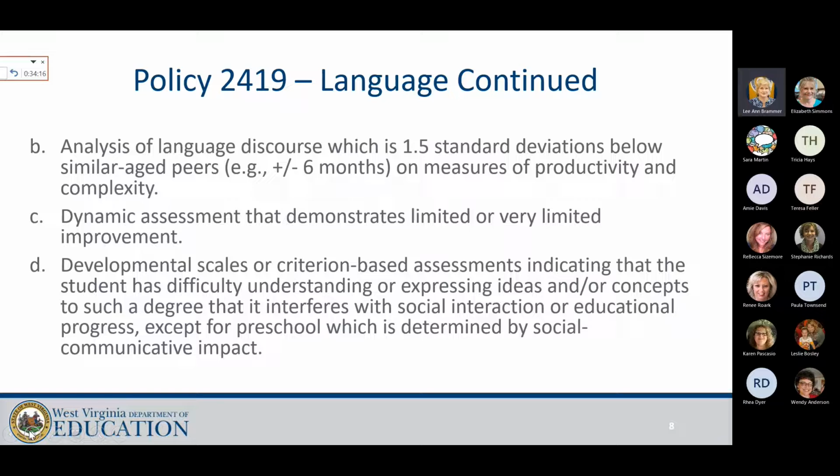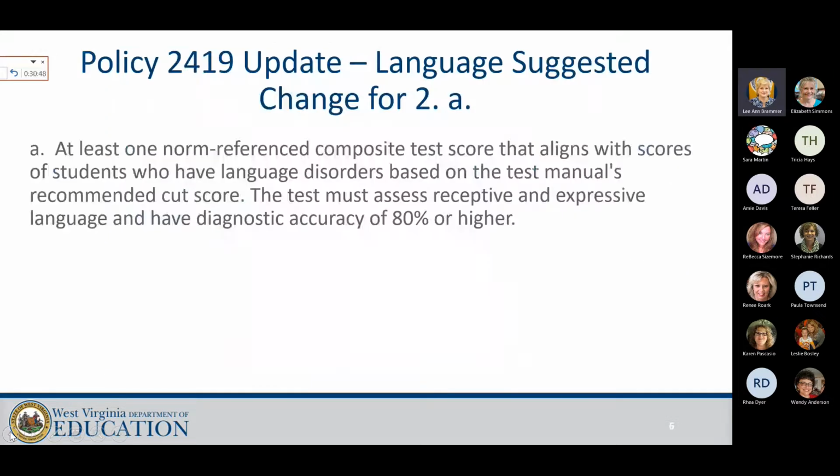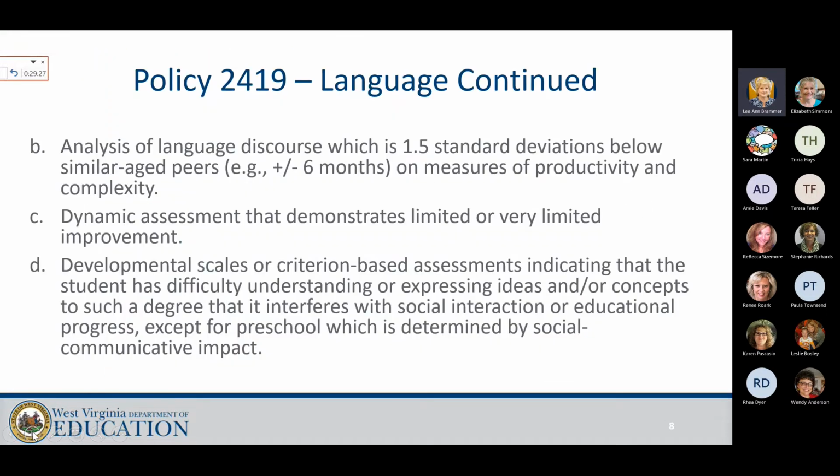Okay, so the eligibility criteria says you have to have 3 of these. One is that composite test. If you have someone that you can't test with that composite test, you can use these other 3. You don't have to have them all. You just have to have 3 of these. Analysis of language discourse, which is the narrative language sample analysis that Sarah just showed us, of 1.5 standard deviations. A dynamic assessment that demonstrates limited or very limited improvement, or developmental scales or criterion-based assessments, that kind of thing. One of your other procedures could be a written language sample analysis.